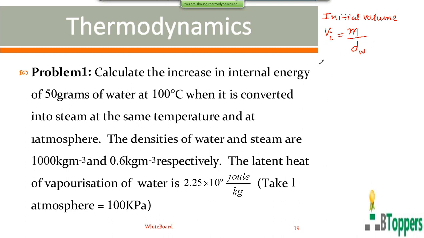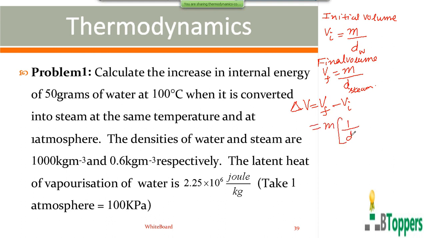So the final volume after vaporization is equal to the mass of the steam formed, which is the same as the mass of the water vaporized, divided by the density of steam. So the change in the volume of the system can be written as final volume minus initial volume. You can take M common outside here: M into 1 by density of steam minus 1 by density of water.